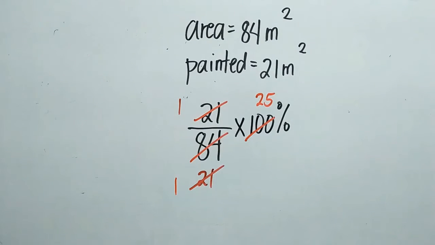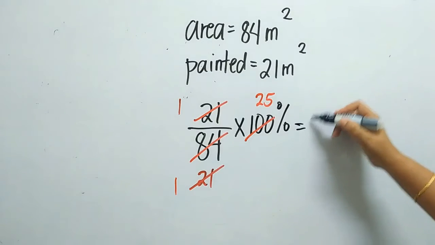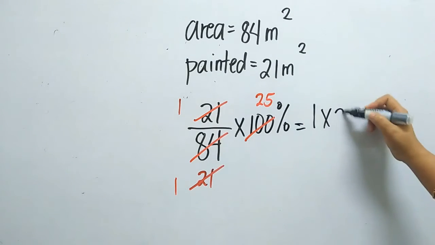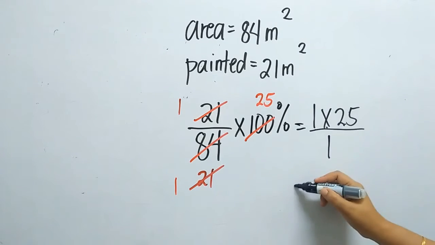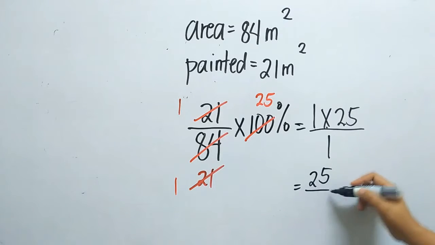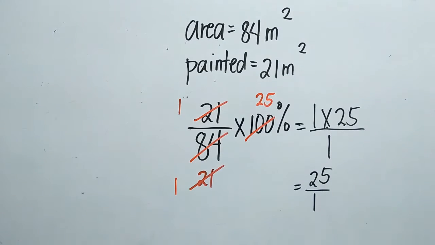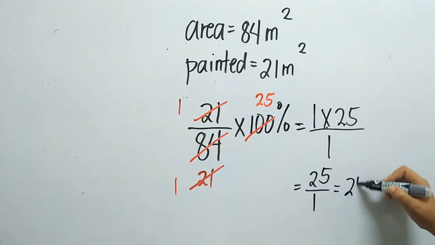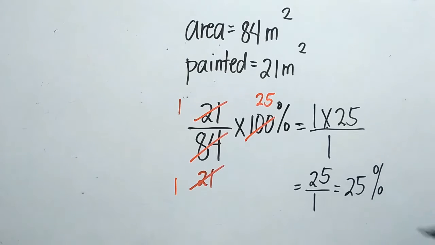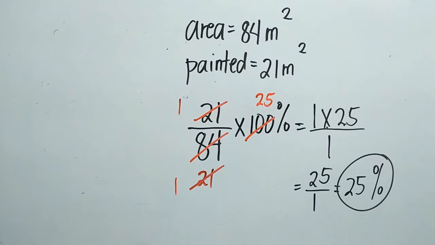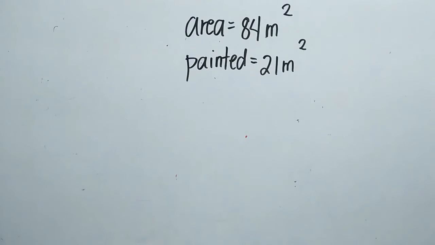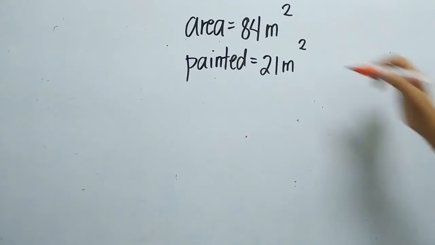So we have the remaining numbers 1 times 25 over 1. 1 times 25 is 25. Just copy the denominator 1. 25 over 1 is simply 25. Very good. Then just attach the percent sign. So we have 25% painted on the wall. We already found the percentage painted, which is 25%.